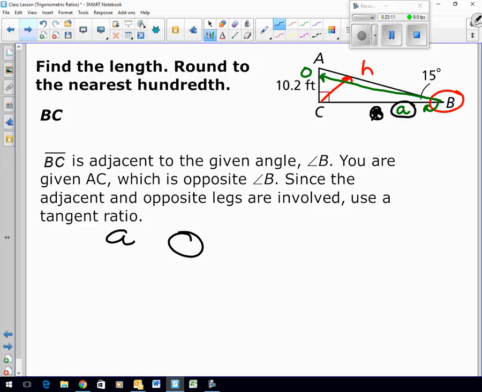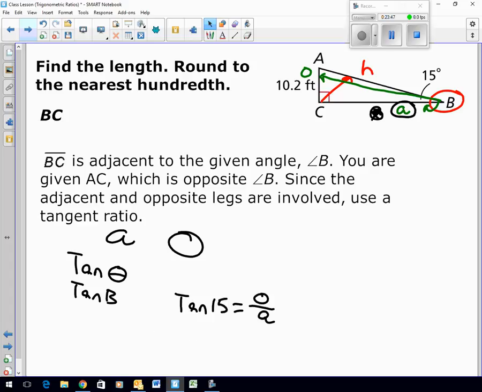Your tangent of theta, correct? Let's see if we can get this down. In this case, what angle did I use for theta? B. So I used the tangent of B. Do I know the measurement of B? 15. So I put tangent of 15 equals opposite over adjacent. I'm going to move this whole thing up here.